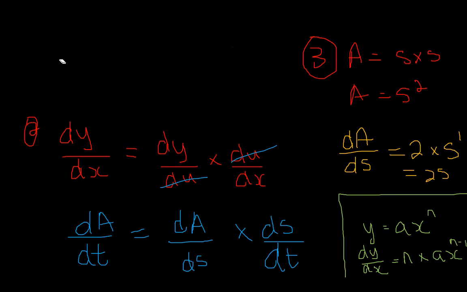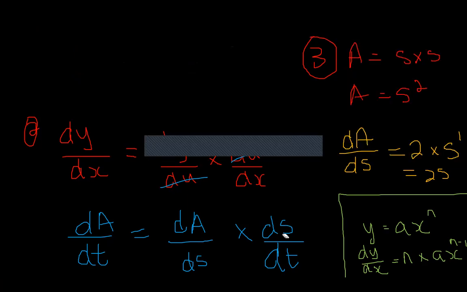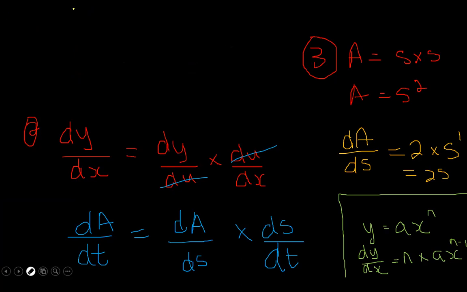Wait, how much time do I have? Okay, that's enough. Right. So I have everything I need to find dA on dt, right? That's what I'm trying to find, dA on dt. So what do I do now? I want dA on dt. I already have this ds on dt. I erased it, right? But it's the 4 centimeters per second. And dA on ds, I have that now, it's 2s.